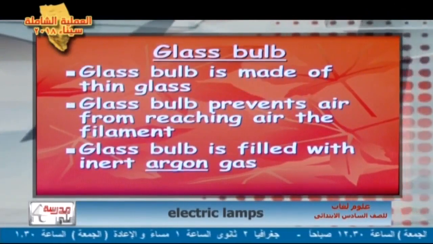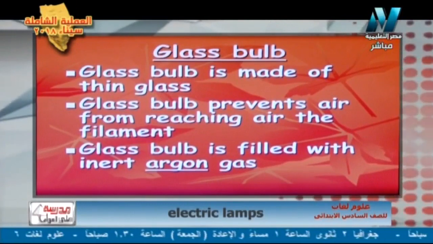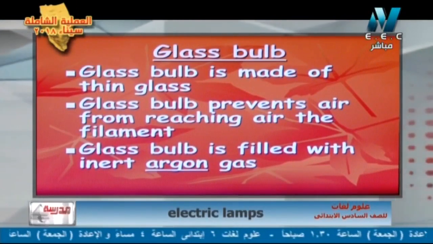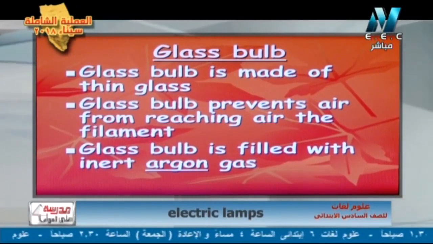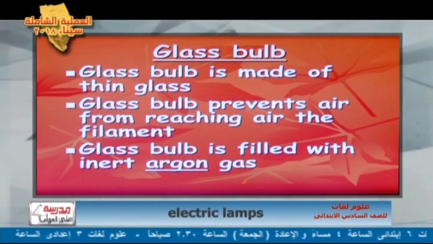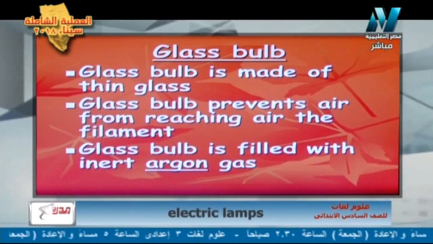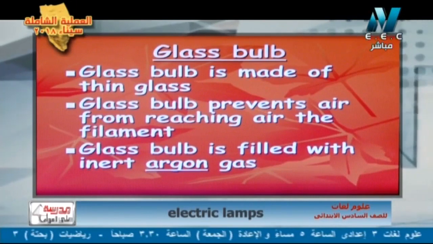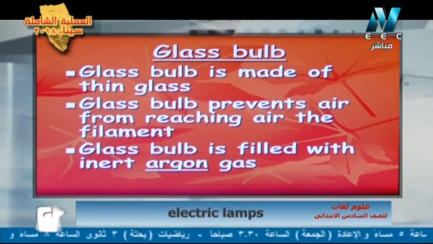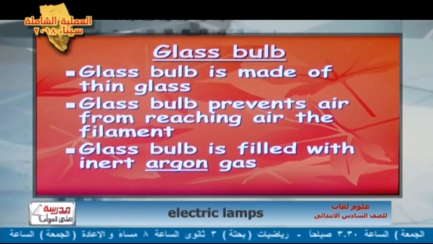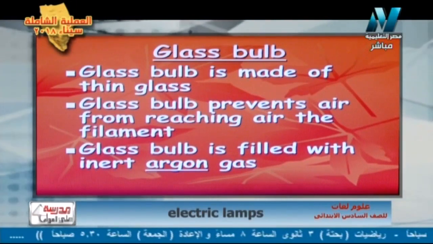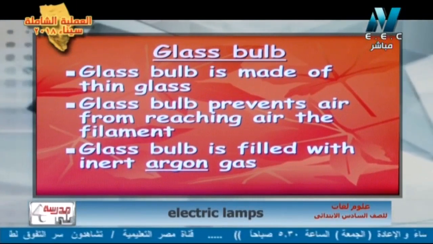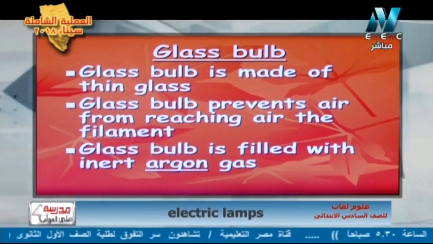So what about the glass bulb? The glass bulb is a very important structure in the lamp because it prevents air from reaching the filament, and thus prevents burning. If air reaches the filament, burning will happen and it will cause cutting of the filament and the decay or decomposition of the lamp. Of course, the lamp is then ruined.